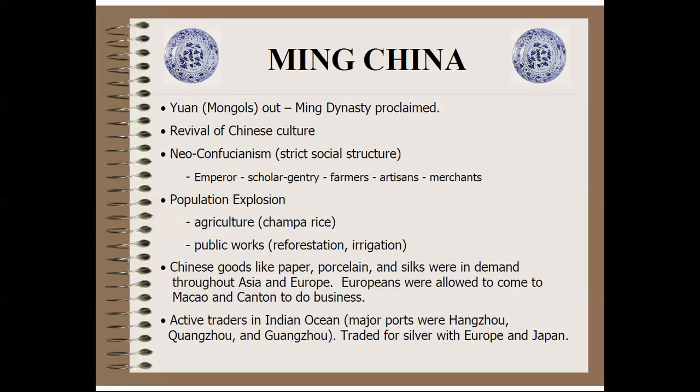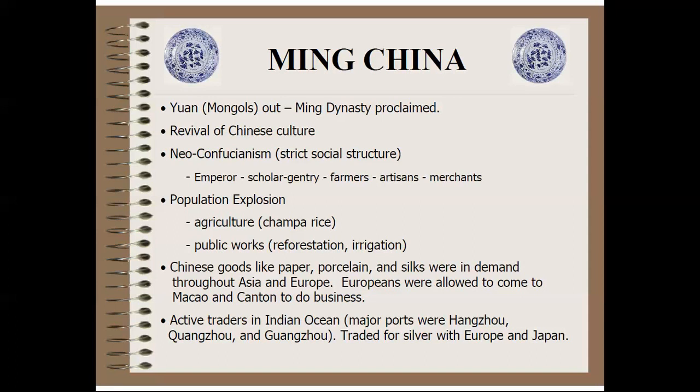You will see a population explosion under the Ming dynasty with the champa rice, which had been introduced before, but is going to help increase population. You'll see public works, reforestation and irrigation, so they actually plant trees. Chinese goods like paper, porcelain, and silk are going to be in demand throughout Europe and Asia.